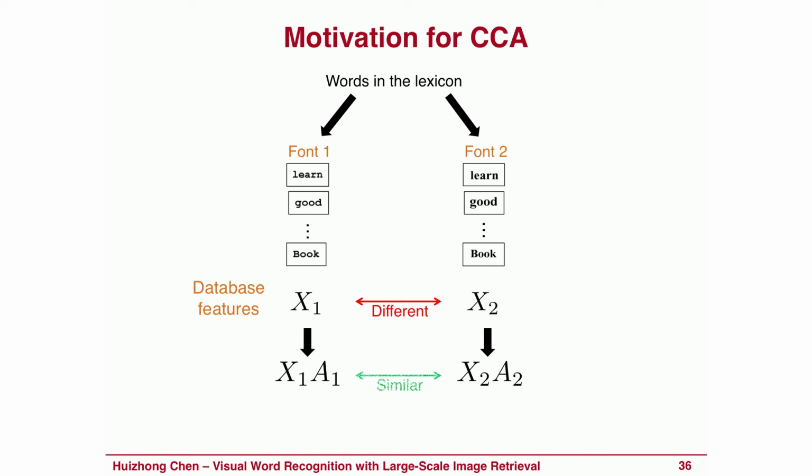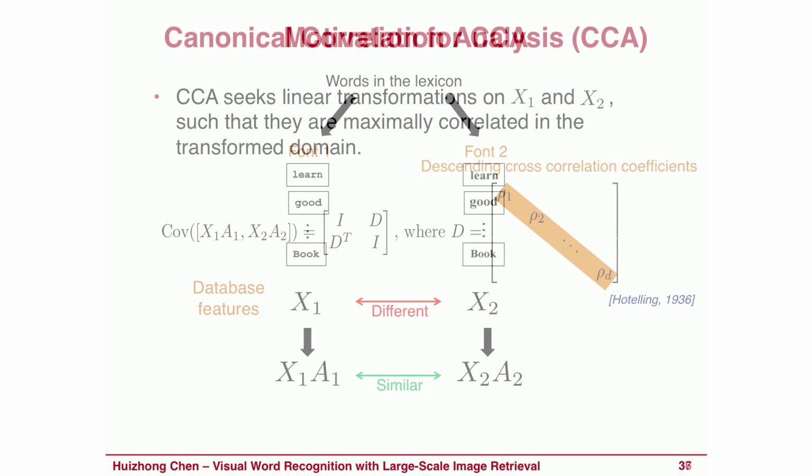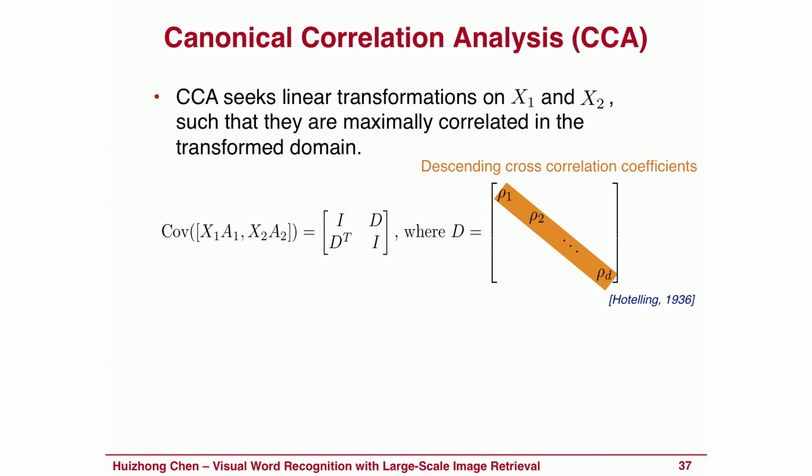However, is it possible that we look for a transformed domain such that the database features can be made more similar to each other? It turns out this can be solved by Canonical Correlation Analysis, in short, CCA. CCA seeks a set of linear transformations on the 2 views x1 and x2, such that in the transformed space, x1 and x2 are maximally correlated.